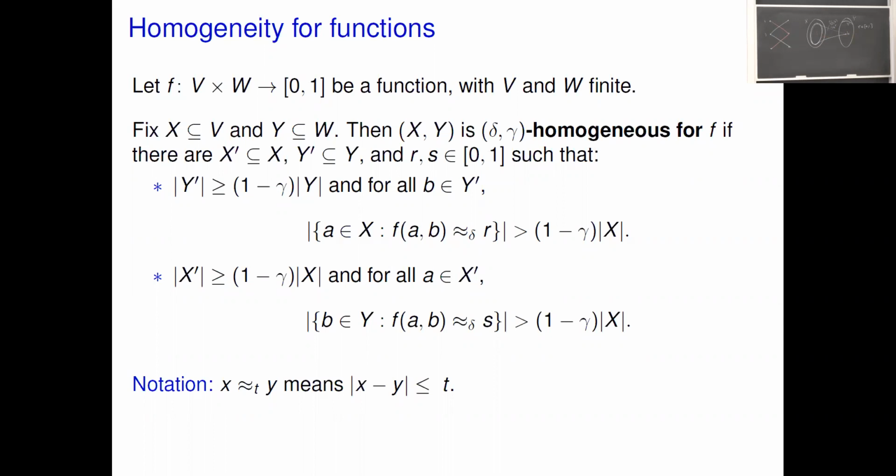Okay, does that picture make sense? Okay, and then there's a symmetric thing for the other side. I can shrink. Sorry?